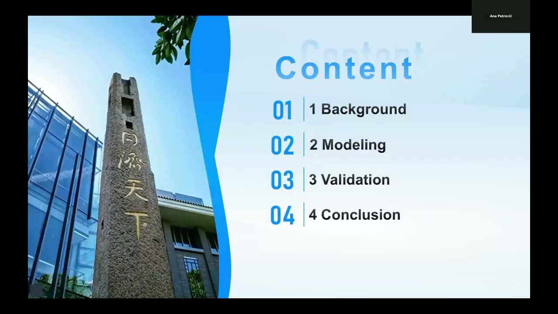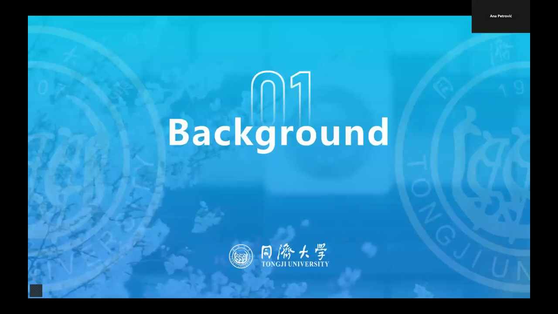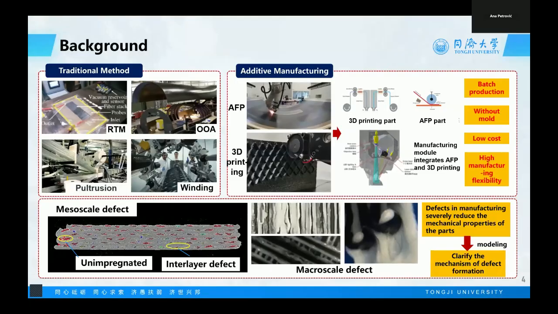My report is divided into four parts, and the first one is the background. As is well known, continuous fiber reinforced composites, CFRCs for short, have been widely used in fields such as aerospace, vehicles, and ships.